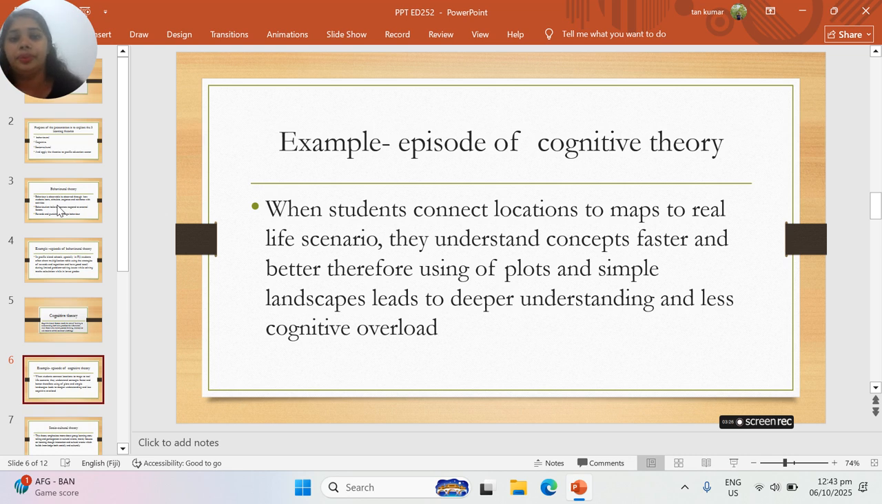For example, when a student connects locations on the map to a real life scenario, they understand the concept faster and better. Using simple landscapes leads to deeper understanding and less cognitive load.